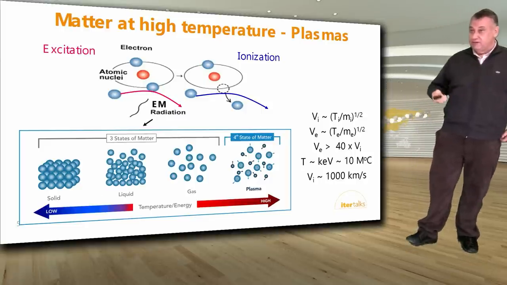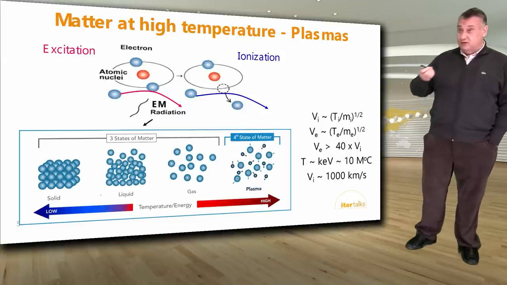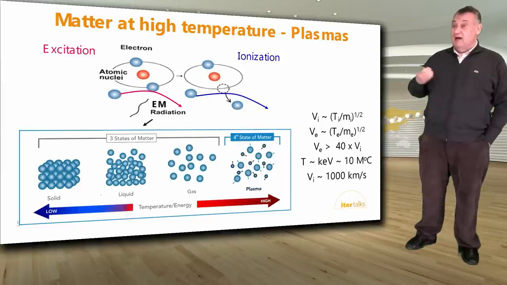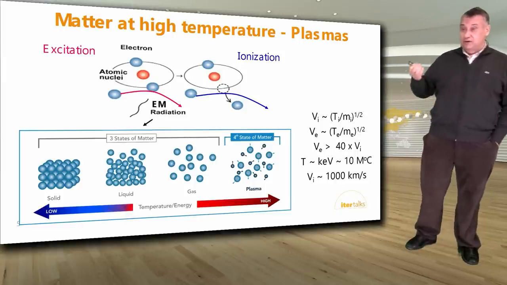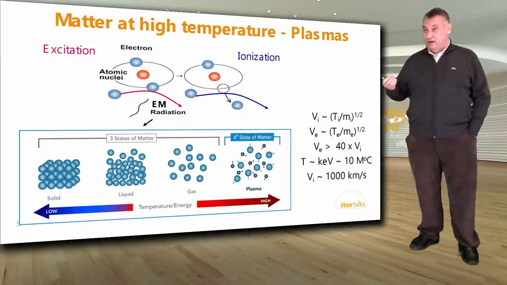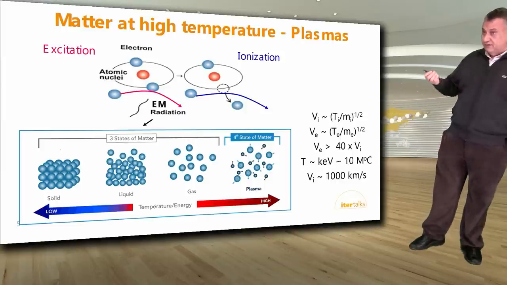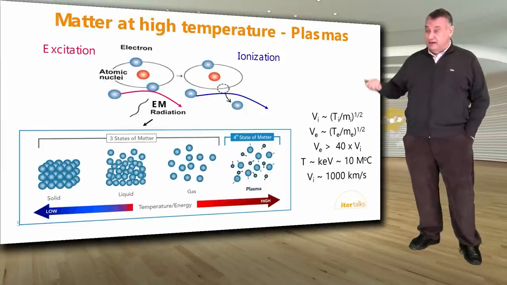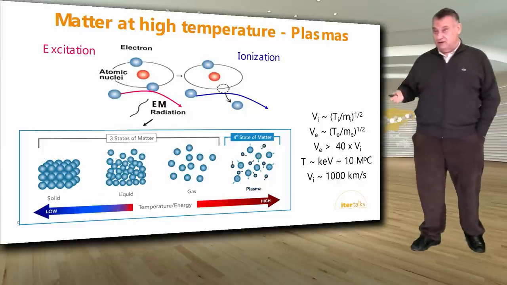So as I said before, the velocity of these particles in the plasma depends on the temperature, and this goes with the square root of the temperature over the mass of the particle. And to give an idea, the ions, the deuterium and tritium ions in a fusion plasma typically move at rather high velocity, of the order of 1,000 kilometers per second. This is very high, still much lower than the speed of light, which is 300,000 kilometers per second.